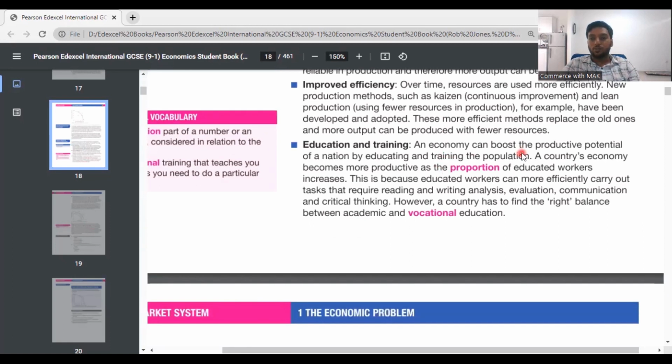Education and training: an economy can boost the productive potential of a nation by educating and training the population. A country's economy becomes more productive as the proportion of educated workers increases. This is because educated workers can more efficiently carry out tasks that require reading and writing, analysis, evaluation, communication, and critical thinking. However, a country has to find the right balance between academic and vocational education. If you have good education and training in a country, then of course it will boost productivity. That will give the country a chance to develop higher economic growth.